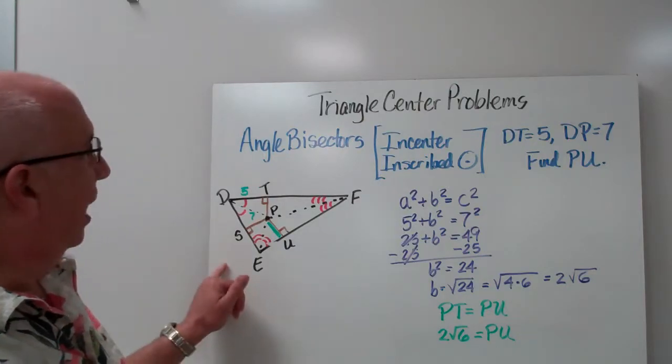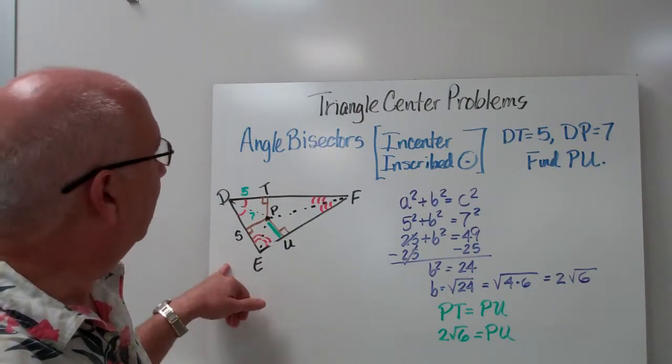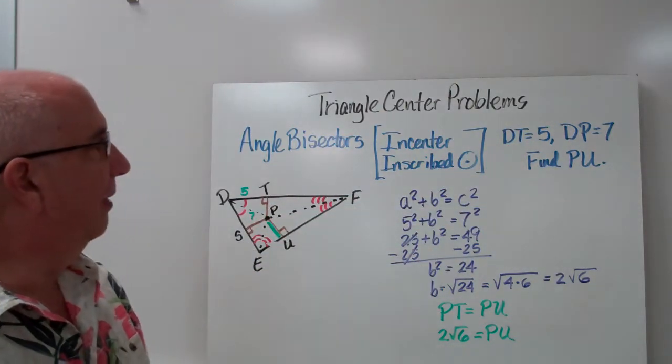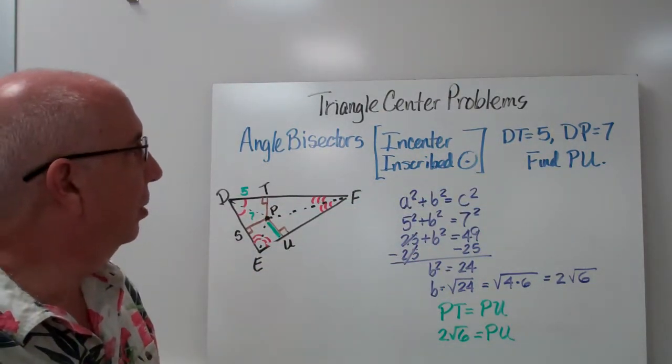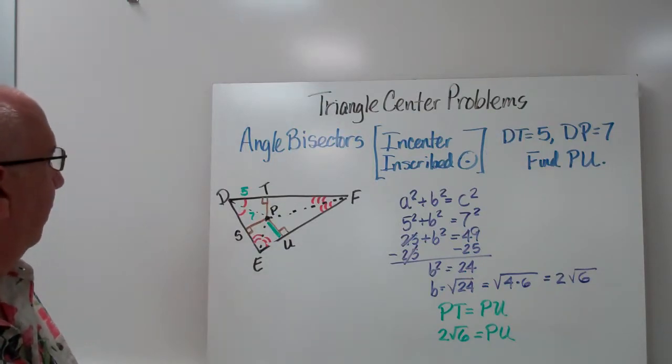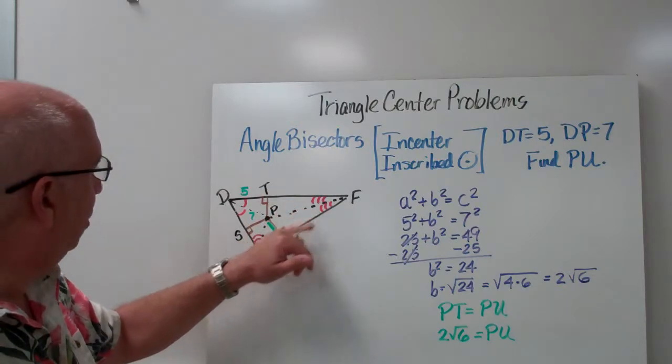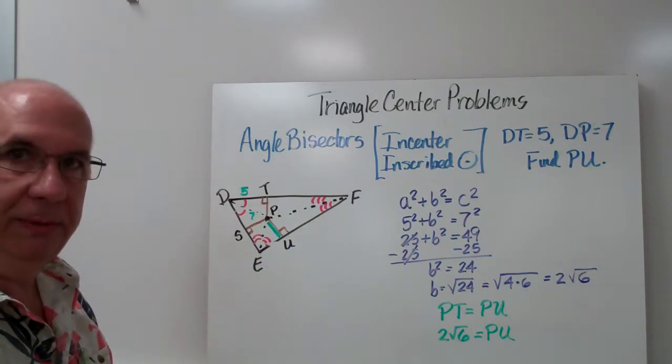you're given in this triangle angle bisectors, and you're told that segment DT is 5, DP is 7, and you're to find PU. So angle bisectors means that these two angles are congruent, these two are congruent, and these two are congruent.